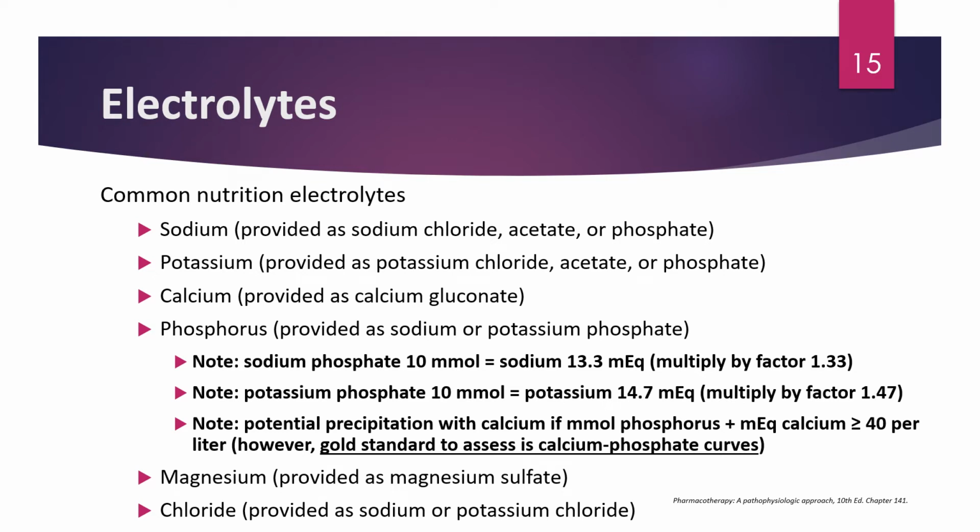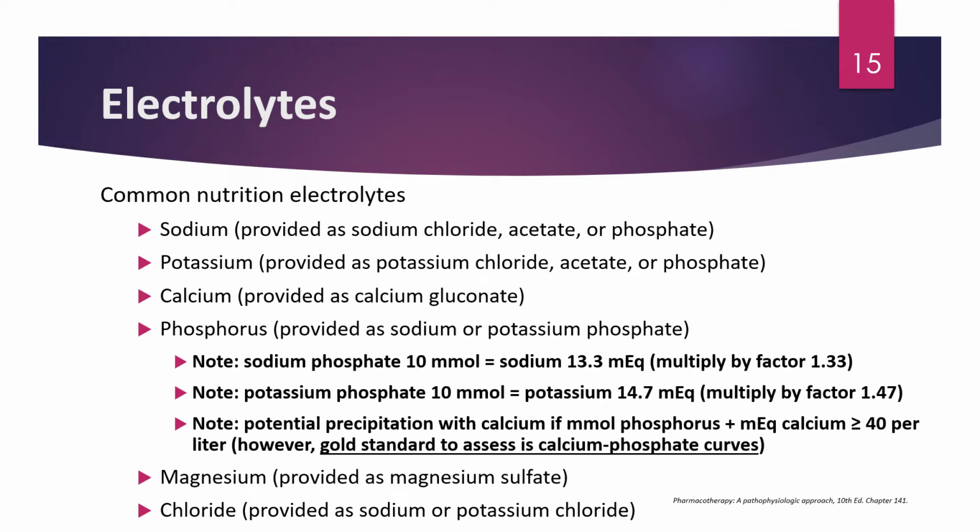So if you are giving sodium in a parenteral nutrition bag, you actually have 3 methods to provide it. You have sodium chloride, sodium acetate, and sodium phosphate, as you'll see whenever we start prescribing these parenteral nutrition formulas. Potassium, we also have a chloride, an acetate, and a phosphate formula. For calcium, we only use calcium gluconate for electrolytes versus calcium chloride or other types of calcium, and we'll explain why in a future slide. Phosphorus we provide as sodium or potassium phosphate.